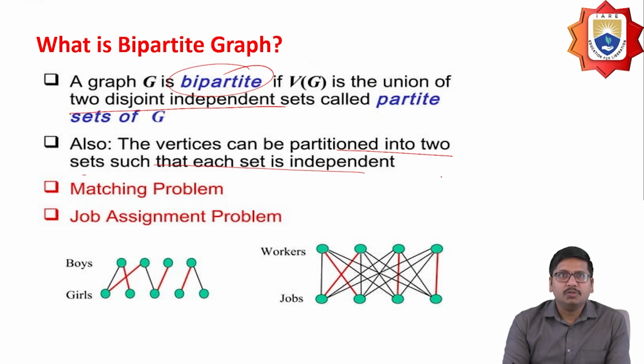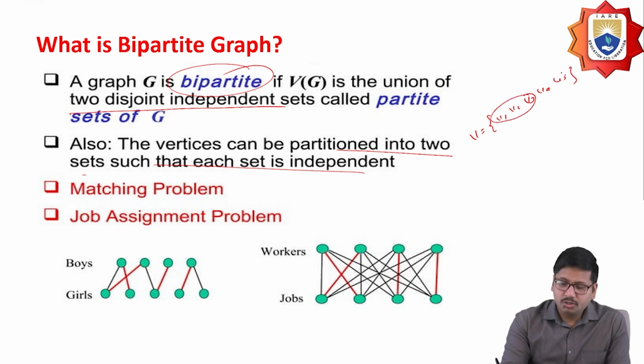Suppose I'm going to have the vertex set like this. So I'm going to divide this vertex set into two sub partitions of the set based on the criteria, and if I map in between those sets, I can say that it should be bipartite.